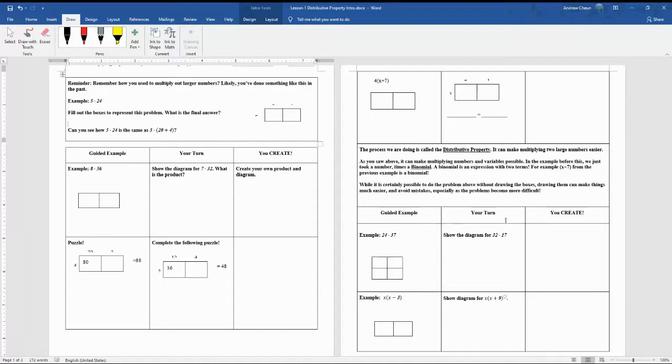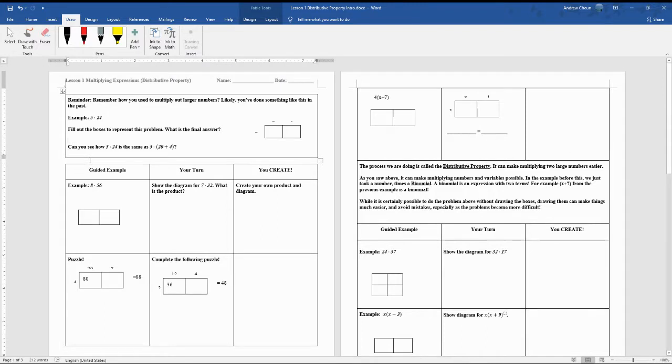You're doing well. This is our first lesson of our new unit, Unit 3. And we are going to specifically be focusing on distributive property for this lesson and really for the rest of this week here. If we're reading this together on the top, just a reminder, remember how you used to multiply out larger numbers. Likely you've done something like this in the past.